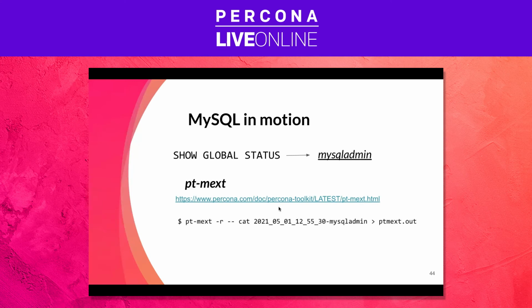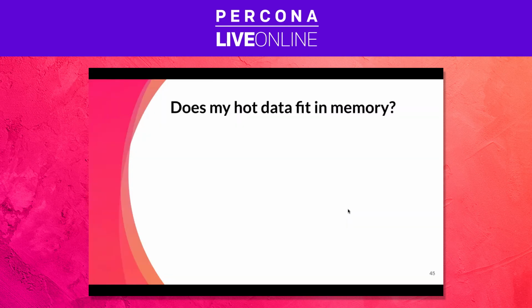You just redirect to an output file so you can look at it later, okay? So let's check it out. The first big question I want to answer: does my hot data fit in memory? Is the buffer pool big enough to store the data that is accessed more often, which would be the ideal situation, right?